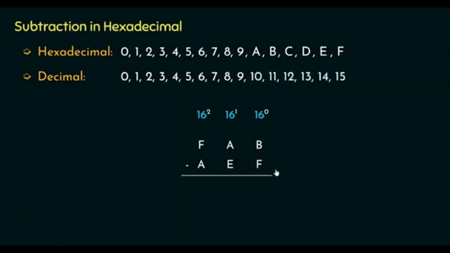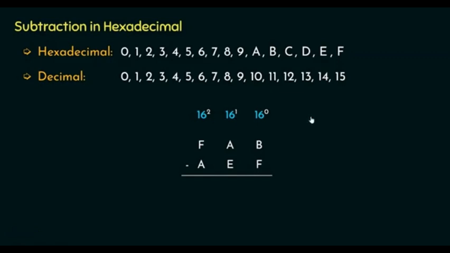Now notice, we are trying to subtract F from B. That is, we are trying to subtract 15 from 11. So clearly, the minuend digit is lesser than the subtrahend. So we are going to borrow, and where will we be borrowing from? Well, you guessed it correctly, the next digit's place. That is, 16 raised to the power 1's place. Now what is the value that we are going to borrow?